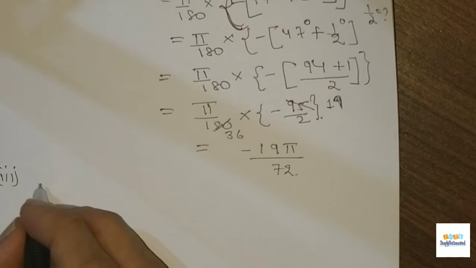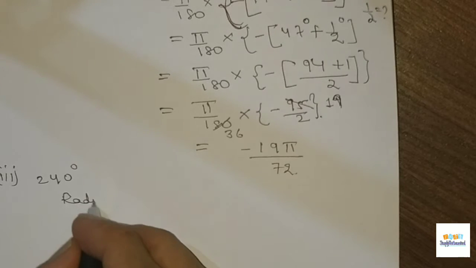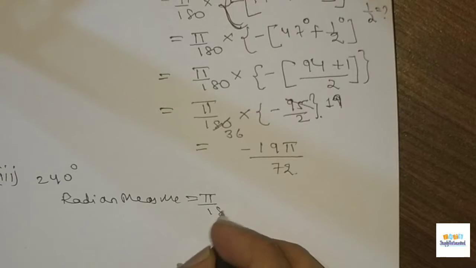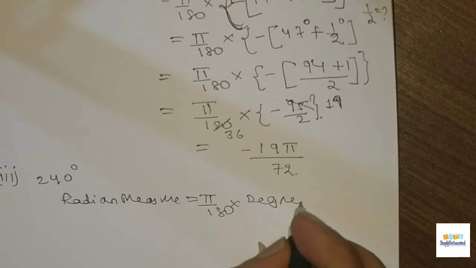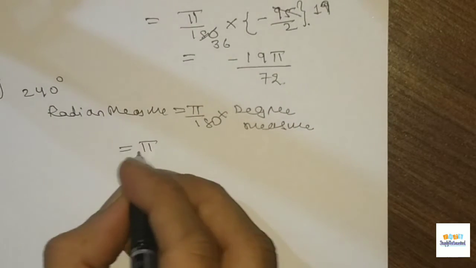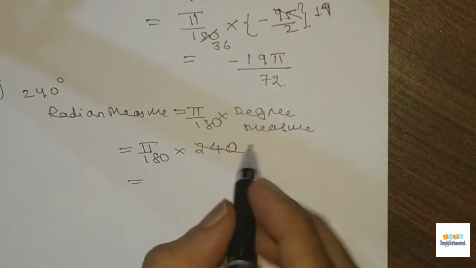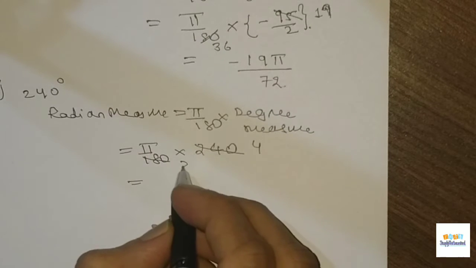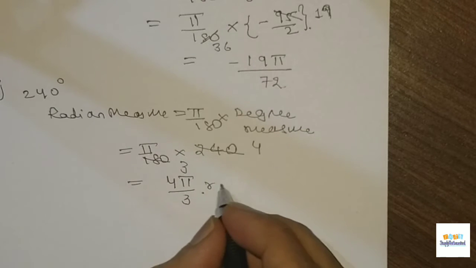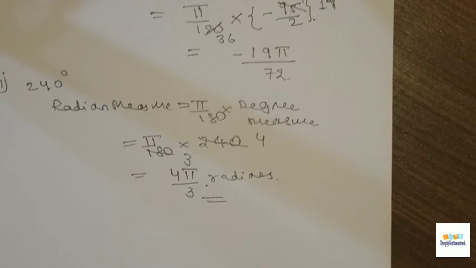So the third problem is 240 degrees. Okay, you have to convert this into radian measure. So radian measure is equal to pi by 180 multiplied by degree measure. Okay, and which is equal to pi by 180 multiplied by 240. Okay, so what you will get is 6 4s are 240, 6 3s are 180. So we will get 4 pi by 3 here, radians. Right, so this is the third problem. Now let us go to the fourth one.